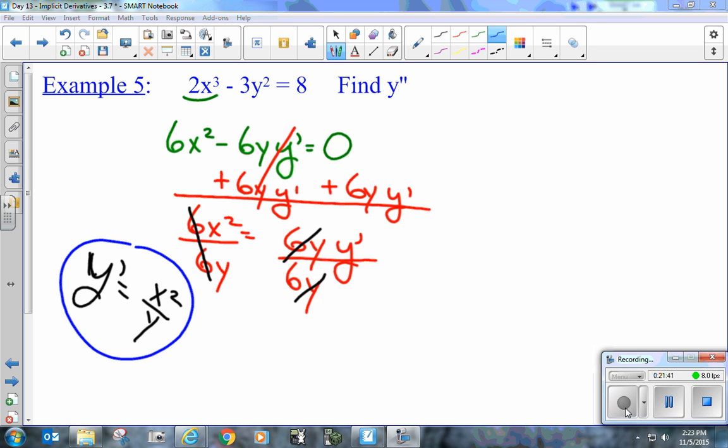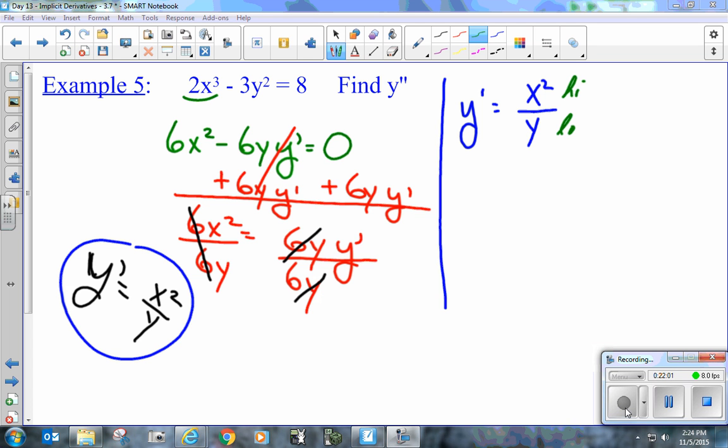So now I'll rewrite it all over here. I have y prime equals x squared over y. Now I need to use my quotient rule. Low d high minus high d low, all over the low squared. Here, x squared is the high and y is the low. It's low d high, so it's y times the derivative of x squared, which is 2x, minus high, which is x squared, d low, which is just 1, but then you put dy dx or y prime, whatever you use.